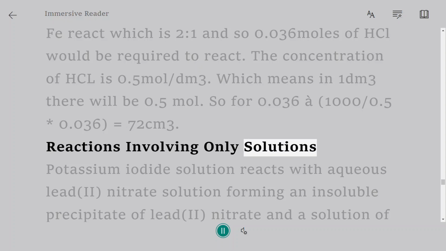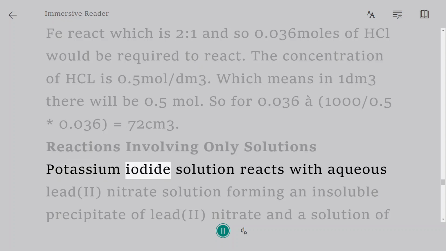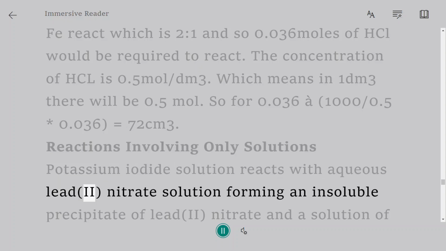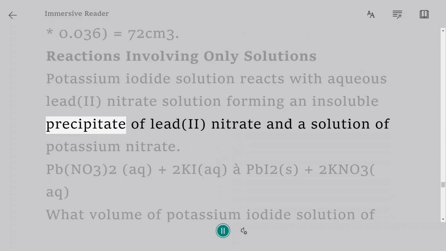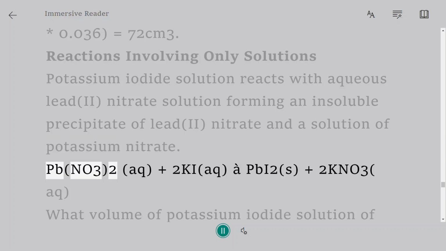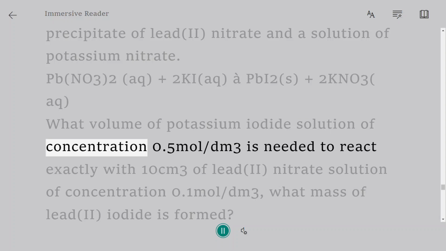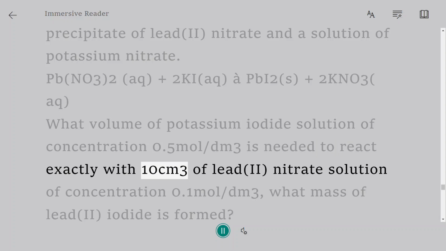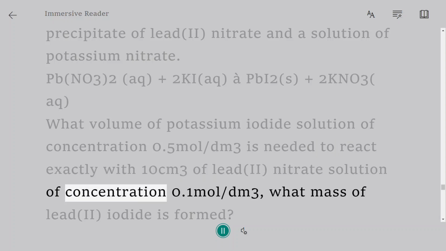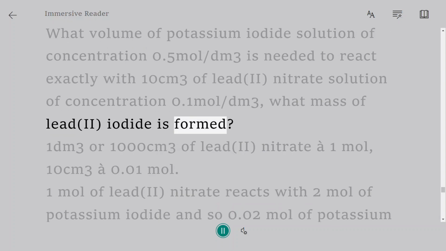Reactions involving only solutions. Potassium iodide solution reacts with aqueous lead(II) nitrate solution, forming an insoluble precipitate of lead(II) iodide and a solution of potassium nitrate. Pb(NO3)2(aq) plus 2KI(aq) gives PbI2(s) plus 2KNO3(aq). What volume of potassium iodide solution of concentration 0.5 mole/dm3 is needed to react exactly with 10 cubic centimeters of lead(II) nitrate solution of concentration 0.1 mole/dm3, and what mass of lead(II) iodide is formed?